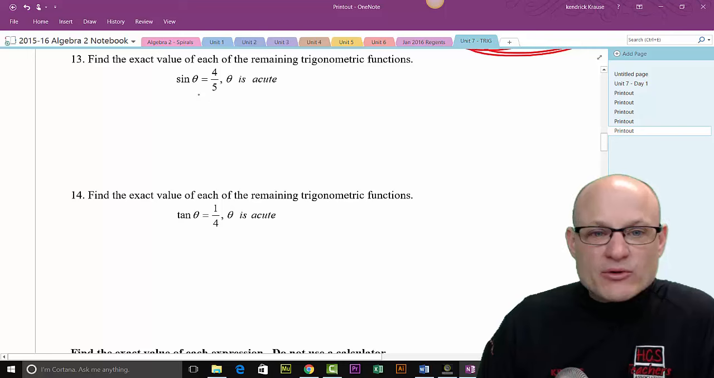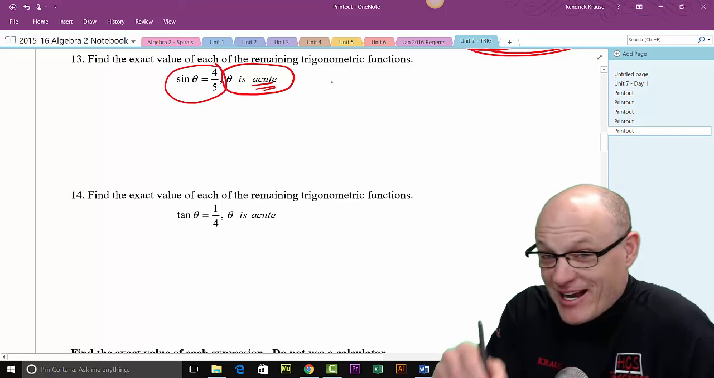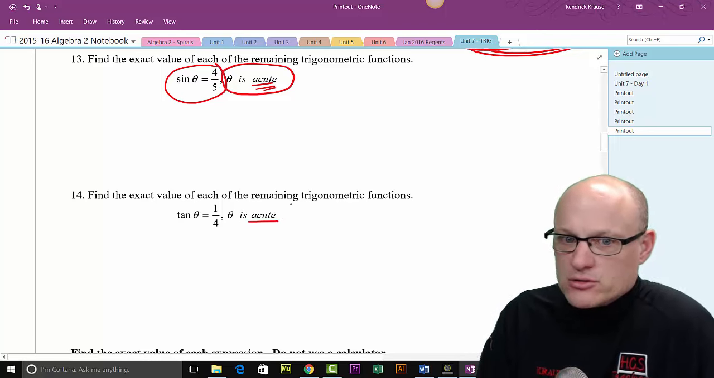So the only thing I was given was that sine is 4/5. And my angle is a cute little angle. I'll never do that again, except on the next problem. I've got to do it again, but then I'm never going to do it again, ever.